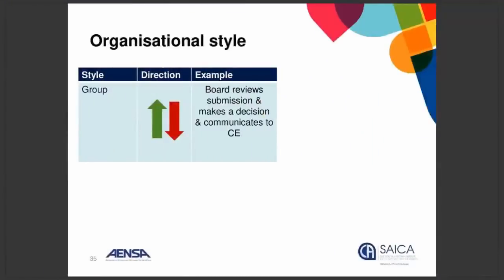The third organizational style is the one where a decision is taken by the group. And in this case, the direction of the information moves from top down, and it also moves from bottom up. So there's a two-way flow of information in this case. And a good example here would be where the board would tend to review a submission that has been made, and they then make a decision and would go and communicate it to the CEO.